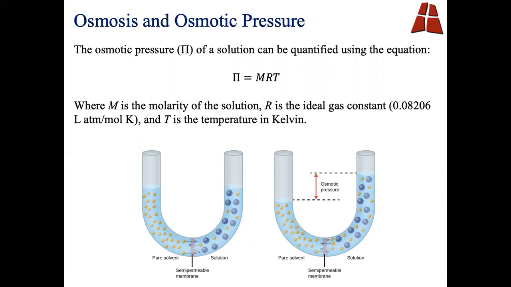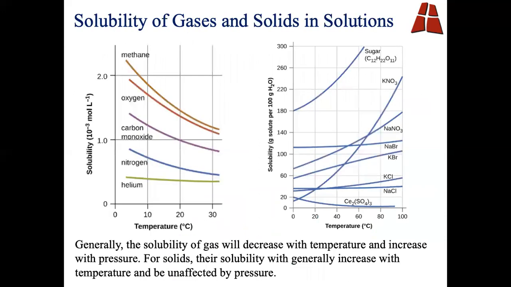Great. Within that, a reminder of a few of our colligative properties. One of them is osmotic pressure. Pi is equal to our molarity times R times T. That is just a measure of essentially how much pressure can be generated across a permeable membrane between solutions with different concentrations. We can also think about solubility in terms of gases and solids.